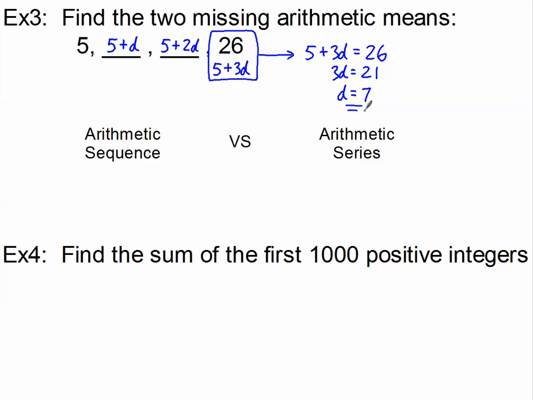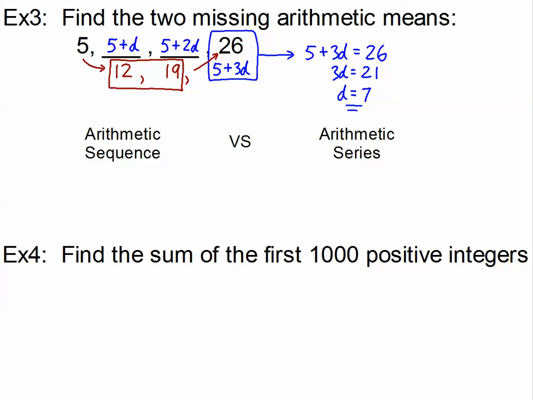and therefore I now know that d is equal to 7. And obviously that's very helpful because once you have d, it's pretty easy to find any term in our arithmetic sequence. So if d is 7, then 5 plus 7 would turn into 12, and then 12 plus 7 would turn into 19, and then 19 plus 7 would turn into the 26. And I have just solved my problem. The two arithmetic means are 12 and 19.